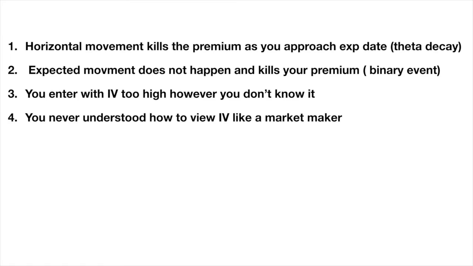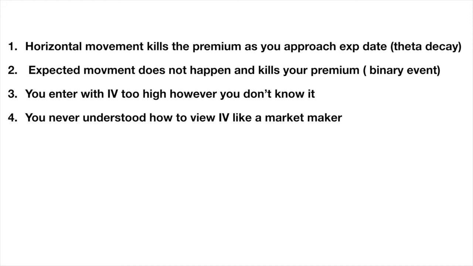Here are some of the things that kill options contracts from a volatility standpoint. Horizontal movement kills the premium as you approach the expiration date, right? The expiration date starts to combine with theta decay, so you're getting horizontal movement that's killing the premium because you're closer to expiration. Now theta decay is killing the contract. The expected movement does not happen and it kills your premium. This is really important around binary events, like earnings. Earnings is considered a binary event, right? They set an expected movement and that doesn't happen, and it starts to erode your premium.